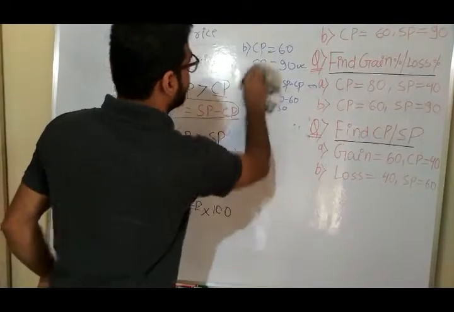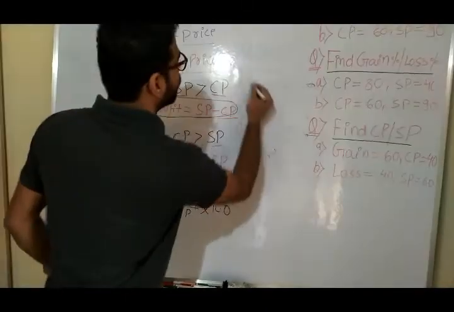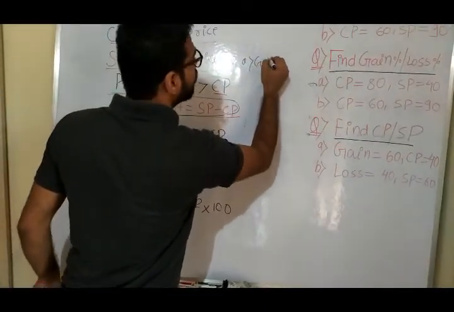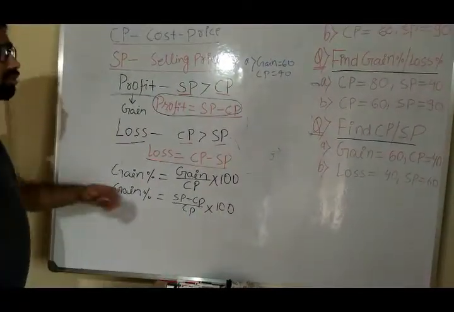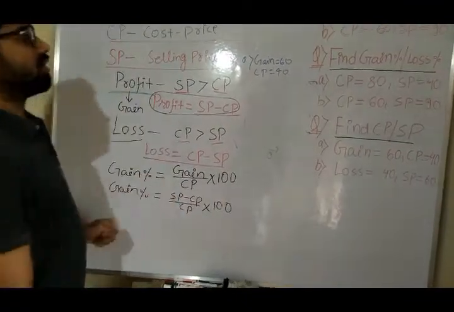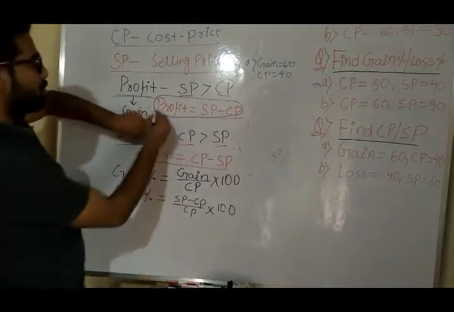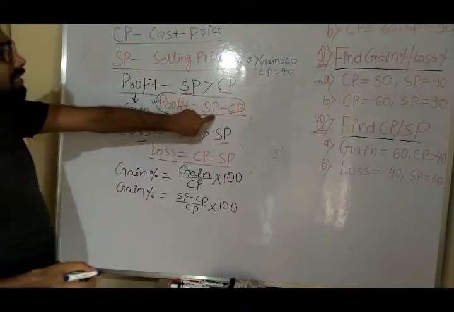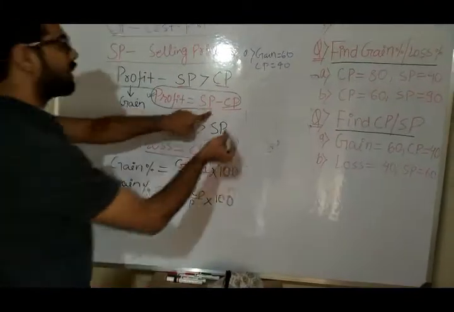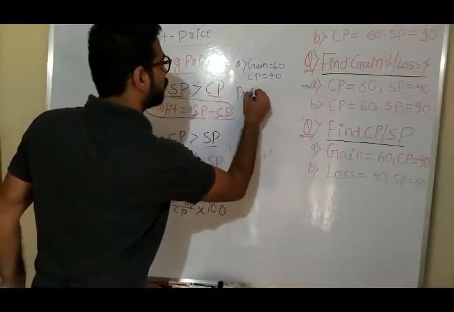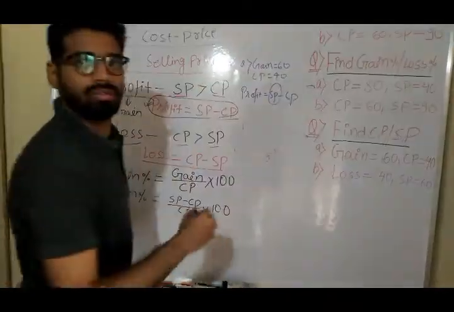Find CP and SP. Now we have to find whether it is CP or SP. Suppose gain is equal to 60 and CP is equal to 40. I have given this question so you understand how to find CP and SP also. Now CP is given and gain is given. We can take the formula profit is equal to SP minus CP. But here SP is not given, so we have to find SP.